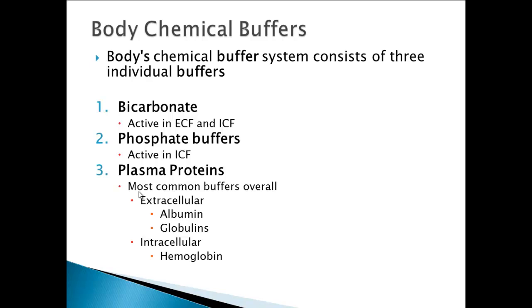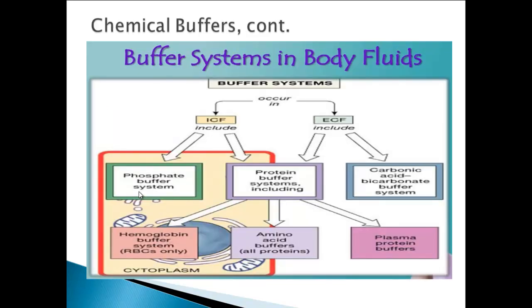Again, those are the things that can bind with the hydrogen ion like a sponge, kind of soak it up or squeeze it out depending on what the body needs. Here's a visual of that showing you the buffer systems in the body intercellularly and extracellularly and how they might address the extra or excess hydrogen ion.